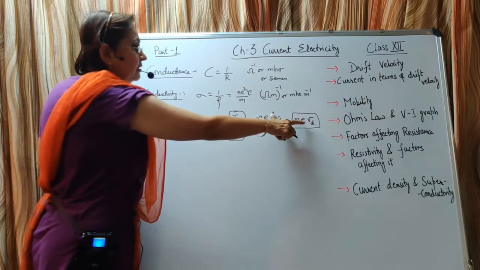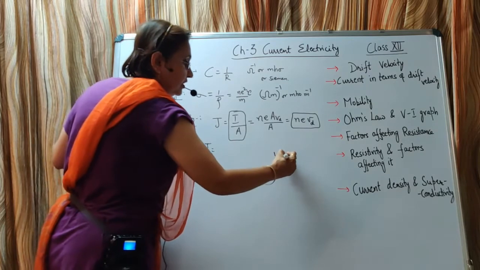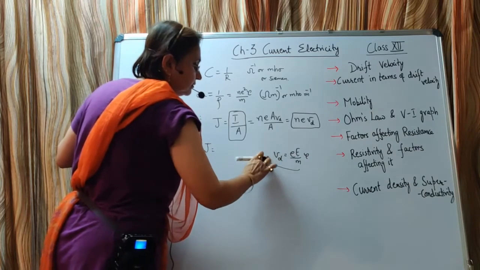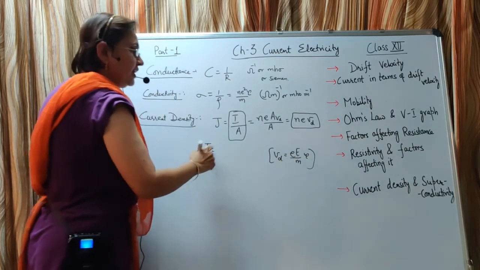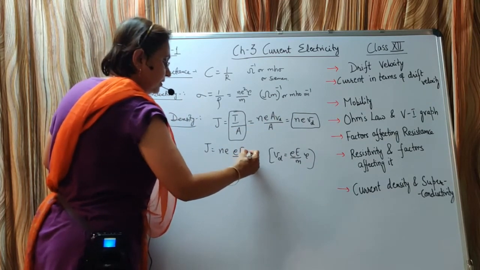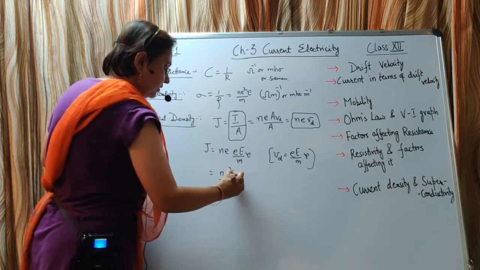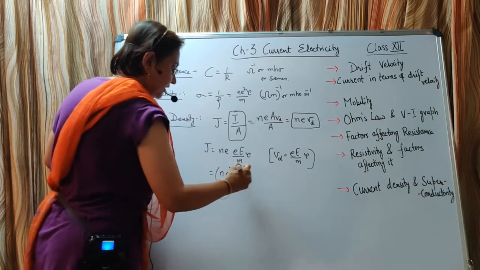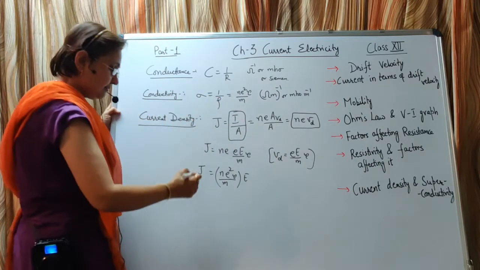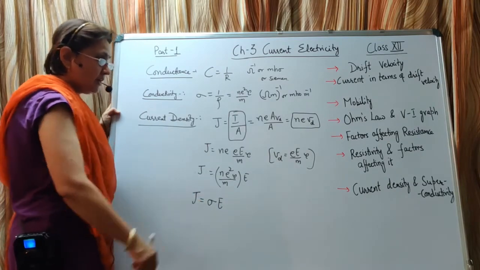Okay, now here v_d can be written as, we know that v_d is equal to eE upon m into tau. We have already studied this expression. So, J is equal to, substituting this v_d, n e square upon m into tau multiplied by the electric field. Now what is this bracket term? From here you can see that it is the conductivity. So J is equal to sigma into E, conductivity into the electric field.